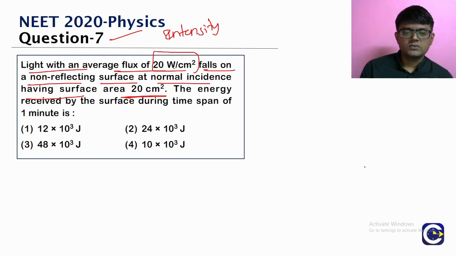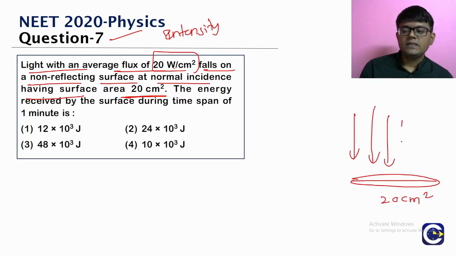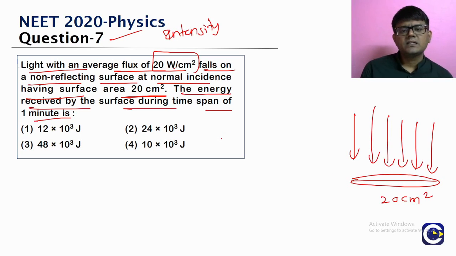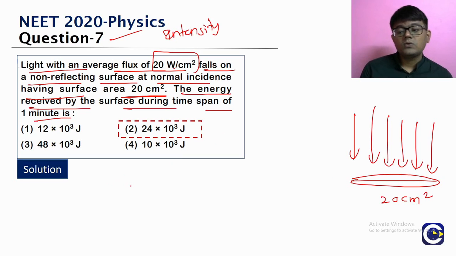Look at it. We have an area of 20 centimeter square, and on this the light with the given energy flux is falling. The energy received by the surface during a span of 1 minute means, in 1 minute, what is the energy received by the surface? That is what we need to answer. So how do you find out the energy received?